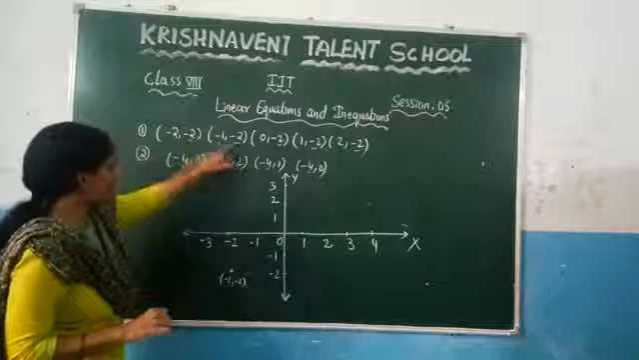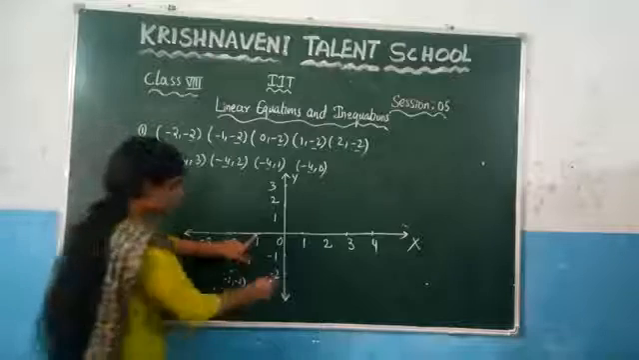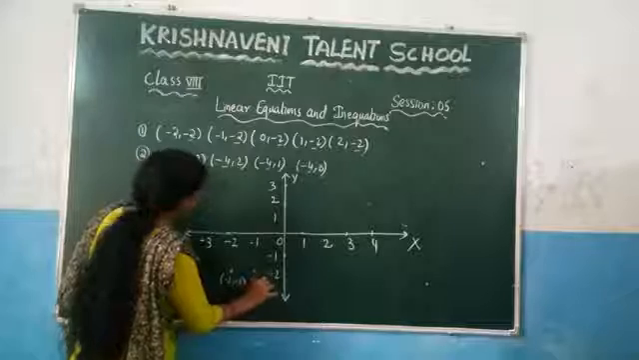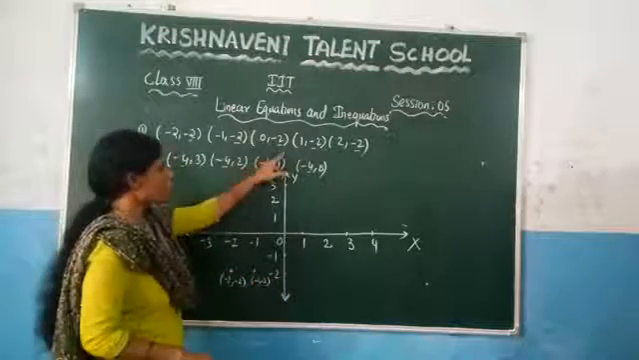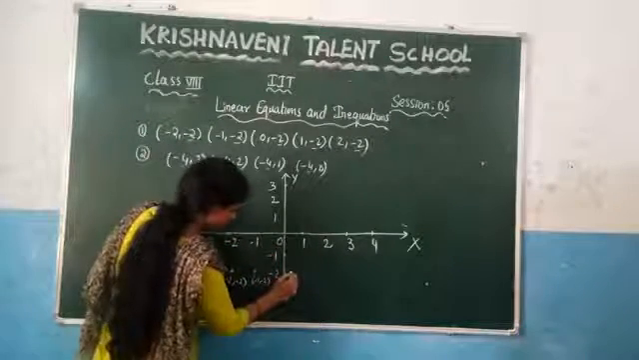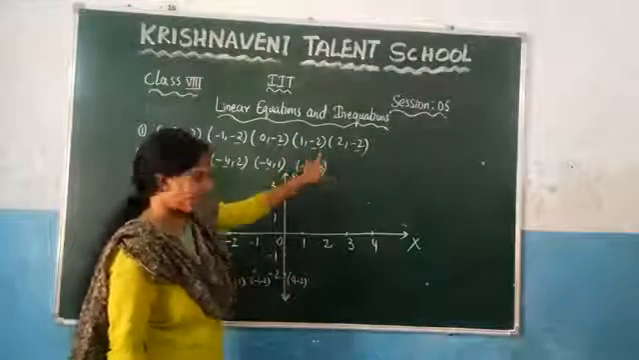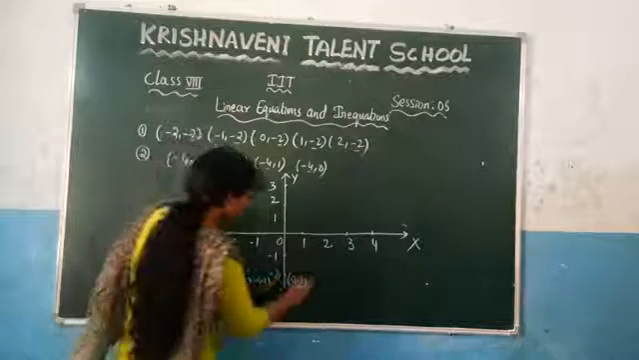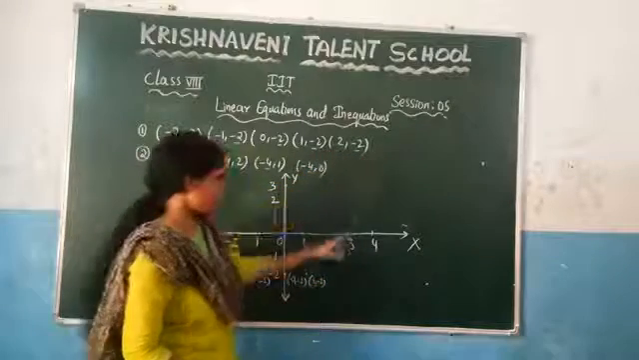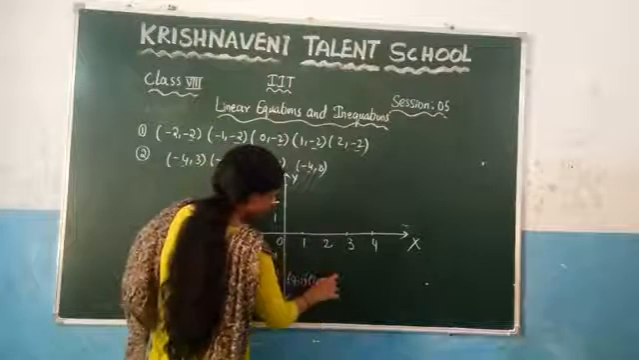Now take (-1, -2). This is -1 and this is -2, and at the intersection you get (-1, -2). Now represent (0, -2). This is 0 and this is -2, so here you get (0, -2). Similarly, for the next point (1, -2), this is 1 and again -2, so you get (1, -2). And after that (2, -2). This is 2 and this is -2, so take the intersection point and you get (2, -2).